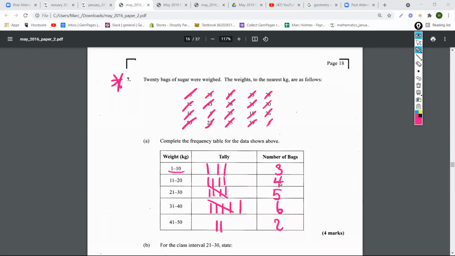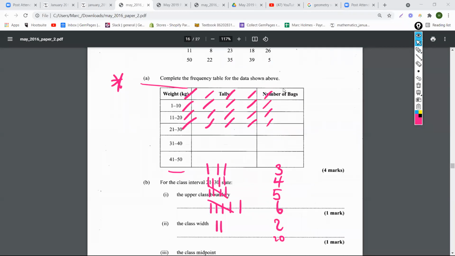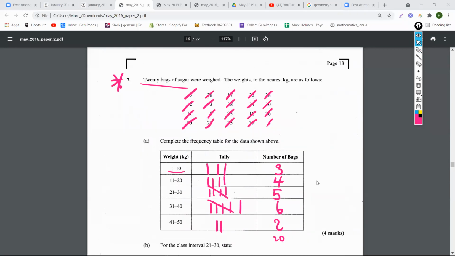When you add them all up, just to see: 8 plus 5 is 13. So there are 20 bags of sugar. Cool, so we're good now. Tallying this up gives us 4 marks, right? That's a whole heap of marks.